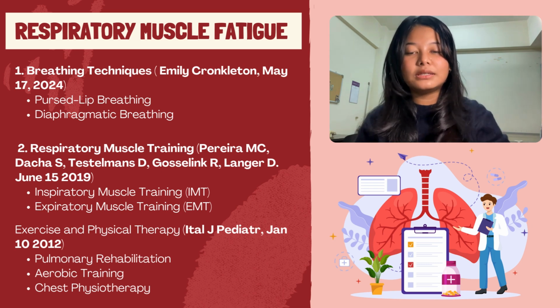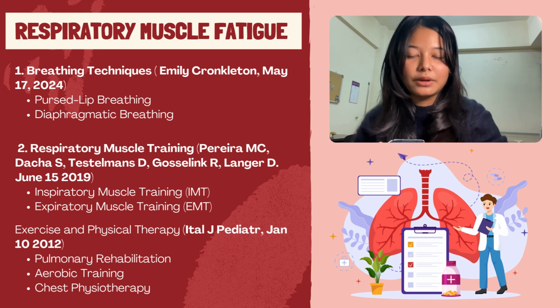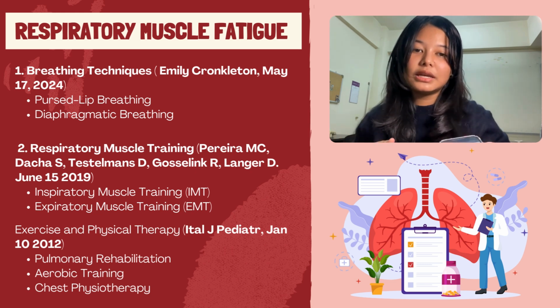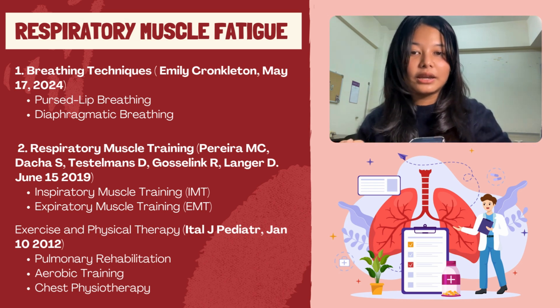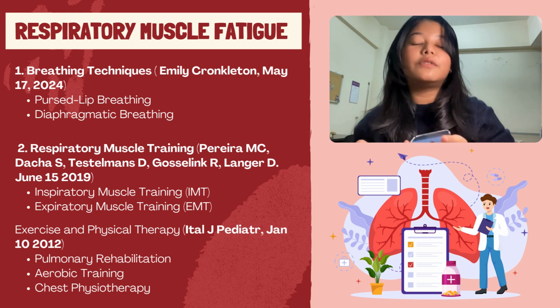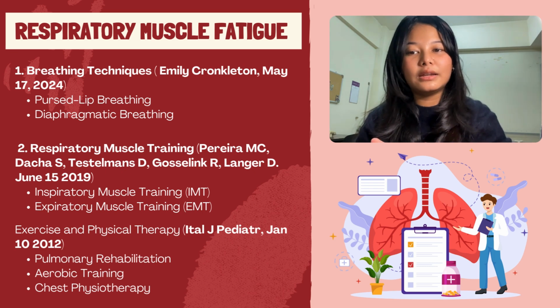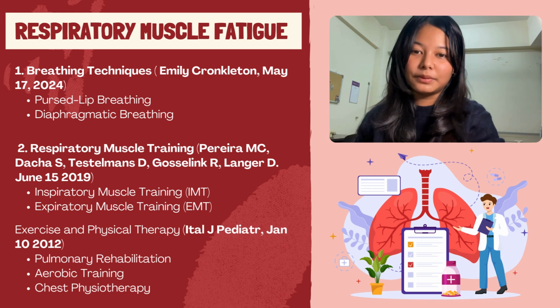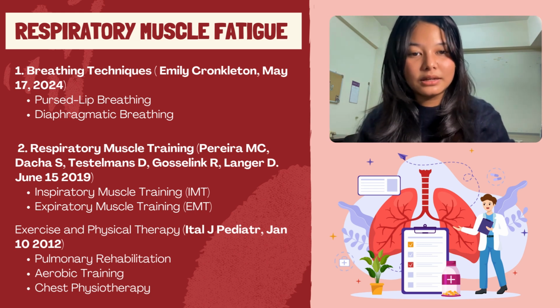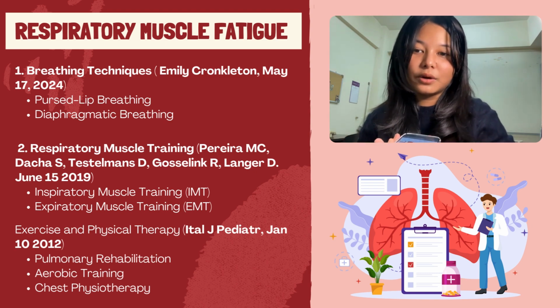And the last one is exercise and physical therapy. The first one is pulmonary rehabilitation. It provides a structured exercise program focusing on aerobic fitness and strength training that can enhance overall respiratory muscle endurance. And the second one is aerobic training, which improves overall oxygen utilization and cardiorespiratory efficiency. And the last one is chest physiotherapy. It helps to mobilize secretions to improve lung mechanics in conditions like bronchitis or pneumonia.